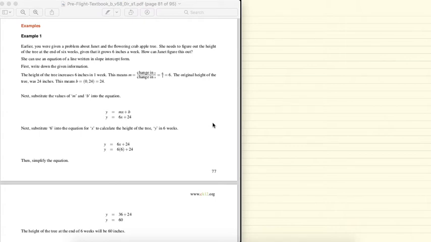Now let's take a look at example 1. Example 1 states, earlier you were given a problem about Janet and the flowering crabapple tree. She needs to figure out the height of the tree at the end of 6 weeks, given that it grows 6 inches a week. How can she figure this out?